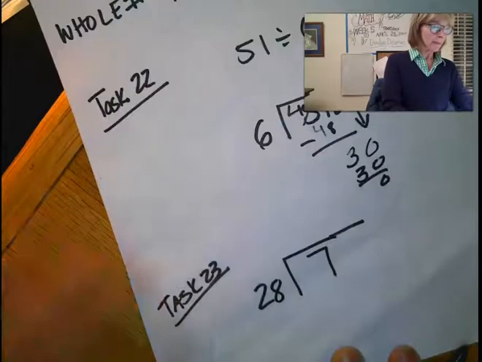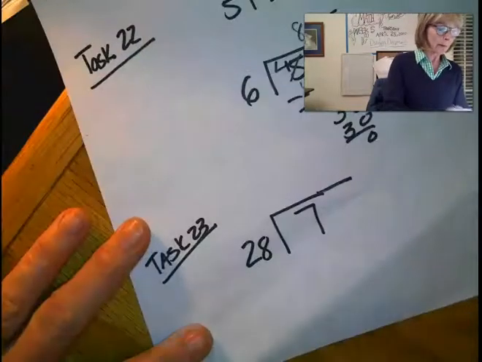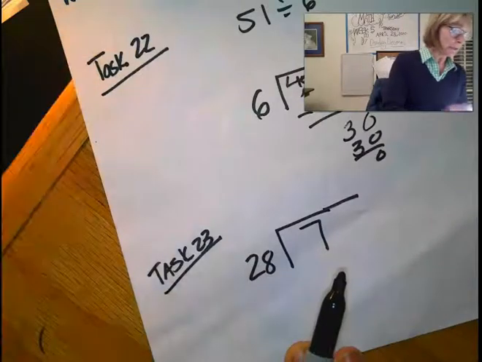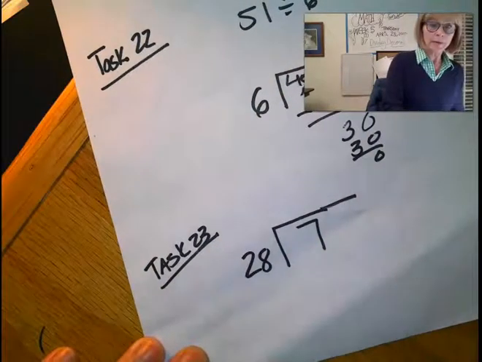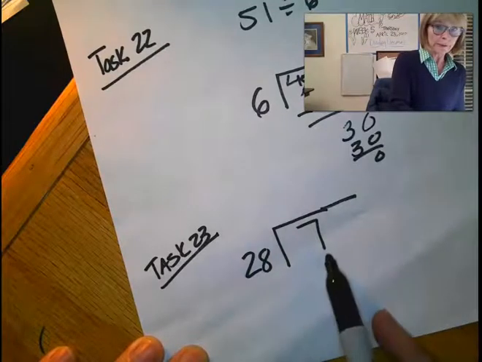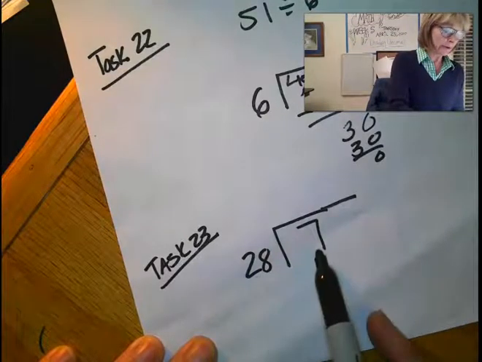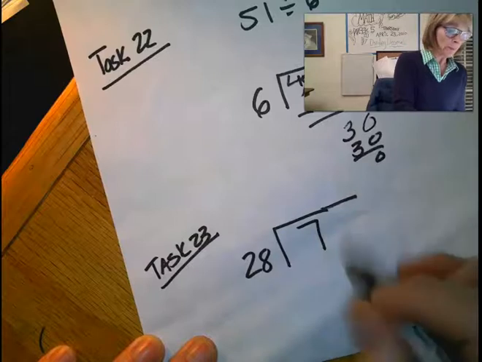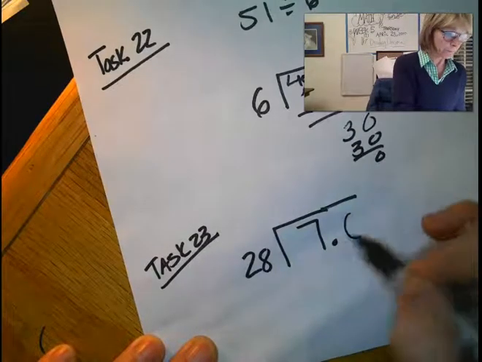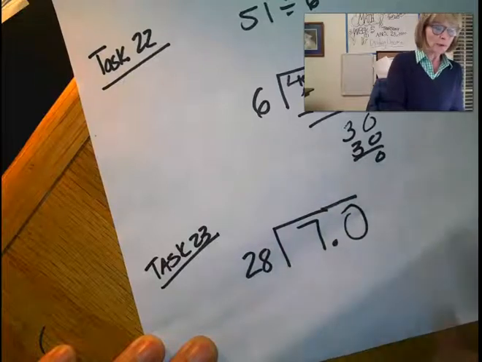All right, the next type of a whole number divided by a whole number might be something that looks like this. Now this is task card 23. So it is 7 divided by 28. The 7 goes in the box. So what do you do in this situation? I know 28 is not going to go into 7. So I'm going to remember that there is a decimal point after 7, and I can annex a 0. So I've made this into a decimal number.